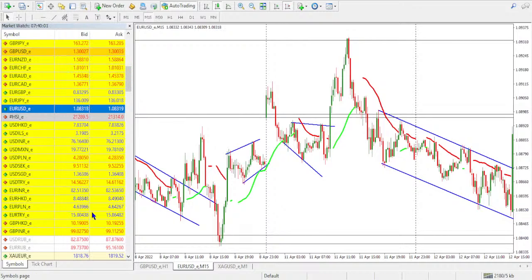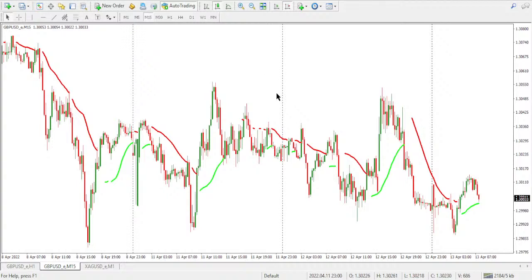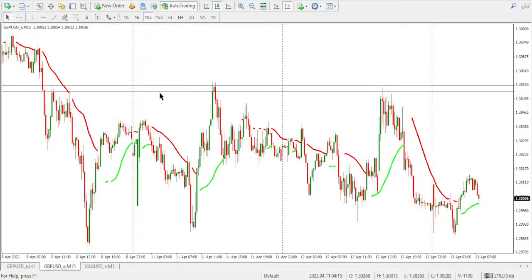So the next instrument is GBP USD. With the GBP so far there is consolidation. We don't have any clear direction. The price is in some range. The first level I'm seeing is this one. This is a very good resistance. It was used previously as a resistance here, as a resistance, as a resistance.